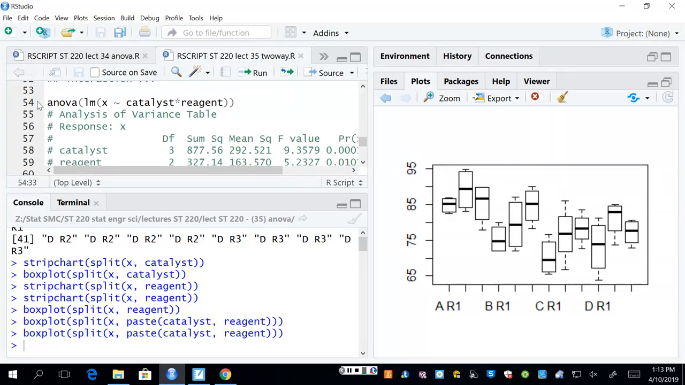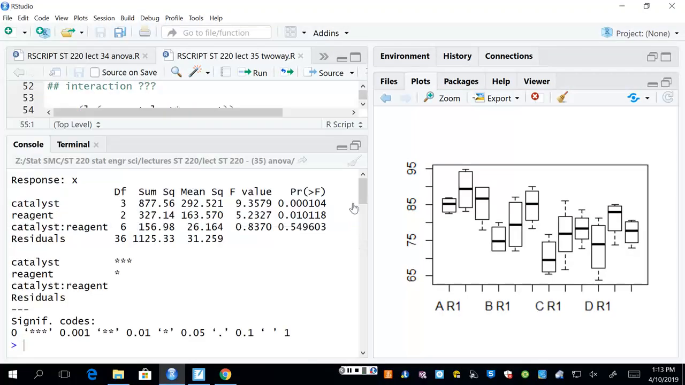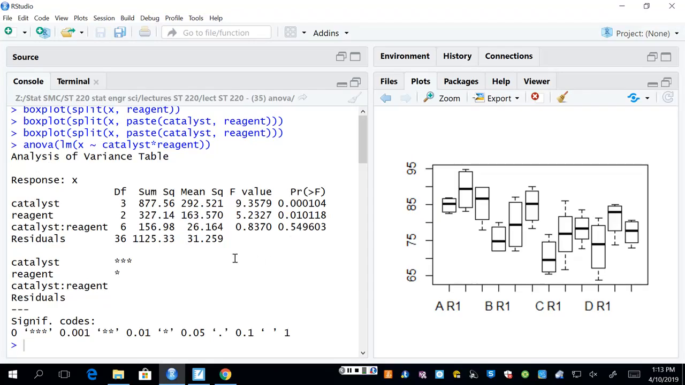To do analysis of variance with this interaction in R, our X is modeled as a function of catalyst times reagent. In the R modeling, this will give you an effect for catalyst, an effect for reagent, and then an interaction. So if you run that whole thing in here, you get this table. You get degrees of freedom, sum of squares, mean square, and three different F statistics. You get an F statistic for testing the catalyst reagent interaction, and then ones for these main effects.